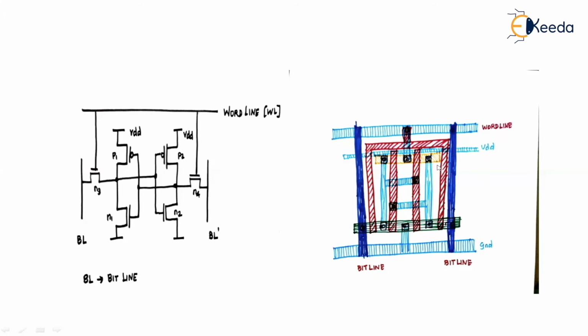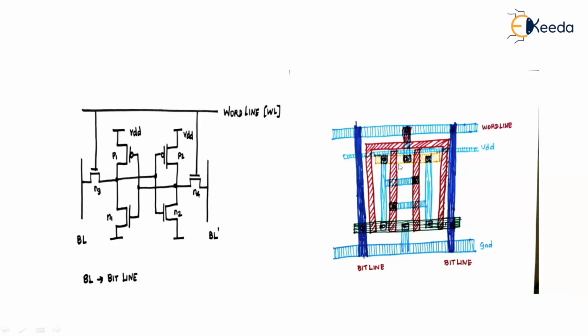How many PMOSFETs are there? 2. So how many diffusions do I have to do? I'll just do a single diffusion, which is yellow color. Diffusion is being diffused. So how can a transistor be formed? When a polysilicon crosses a diffusion, a transistor will be formed. Now this red color is polysilicon. This red polysilicon is crossing the diffusion how many times? 2 times, because I have 2 transistors. So one is P2, one more is P1.